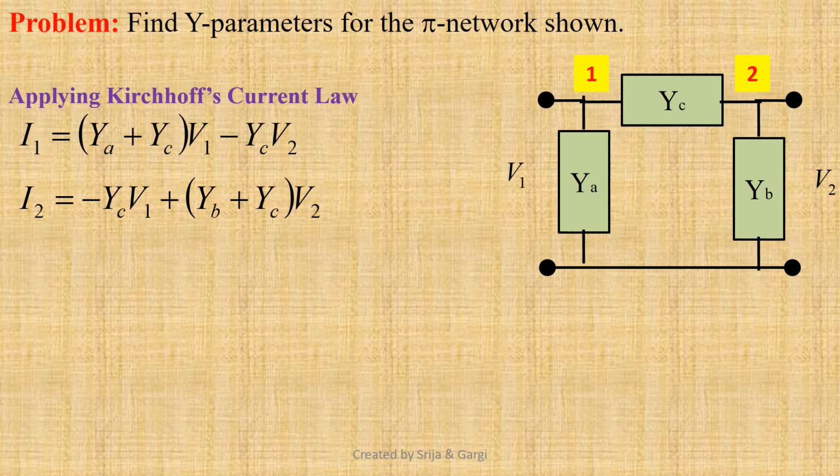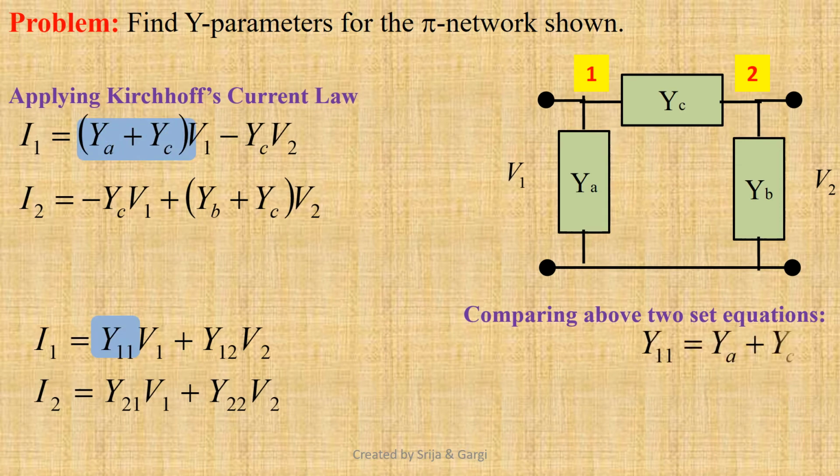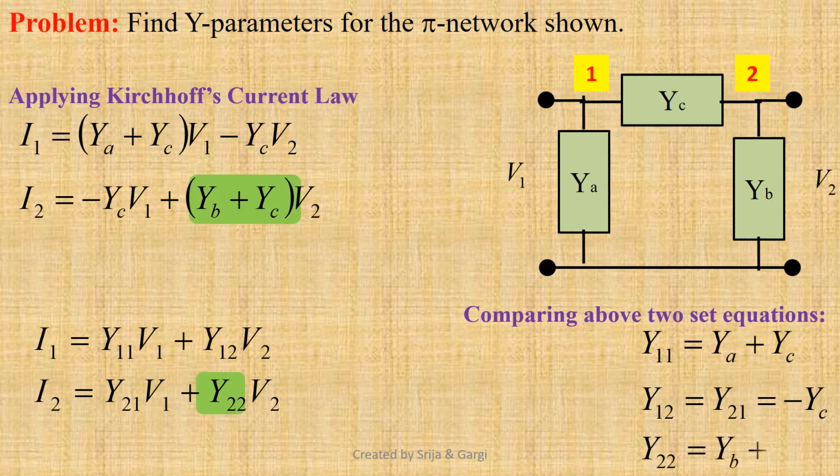The linear equations we use to describe a two-port network using Y parameters are I1 equals Y11 V1 plus Y12 V2 and I2 equals Y21 V1 plus Y22 V2. By comparing these two sets of equations, we get Y11 equals YA plus YC, Y12 equals Y21 equals minus YC and Y22 equals YB plus YC.